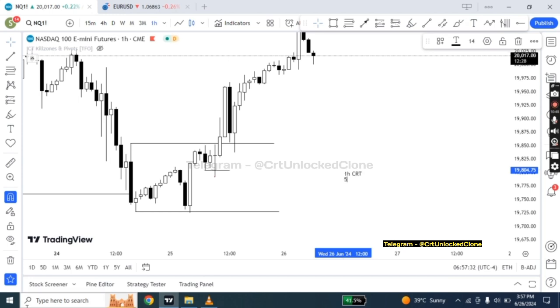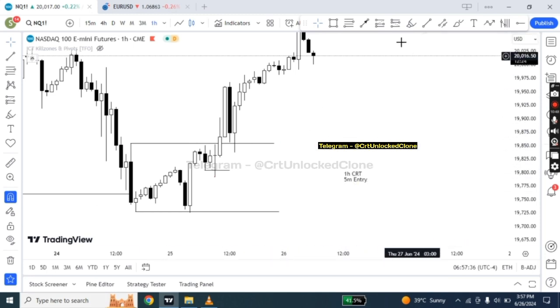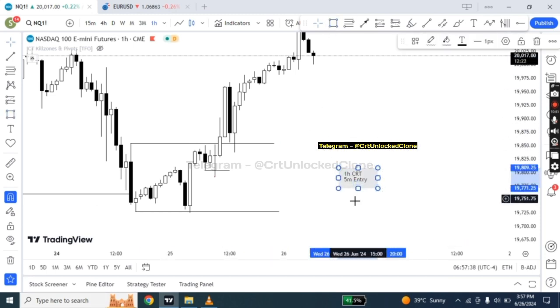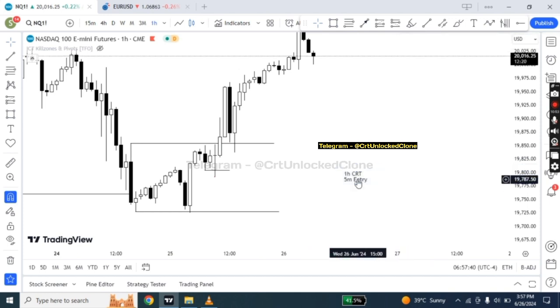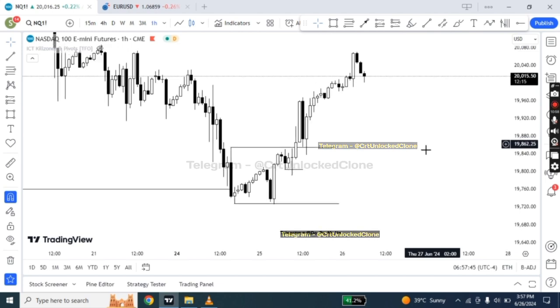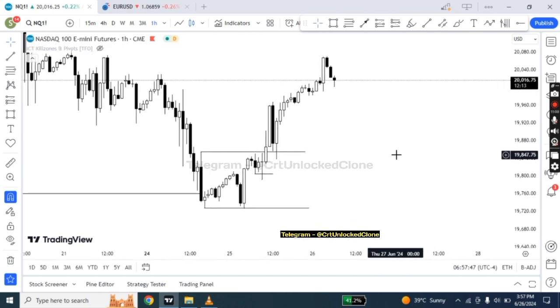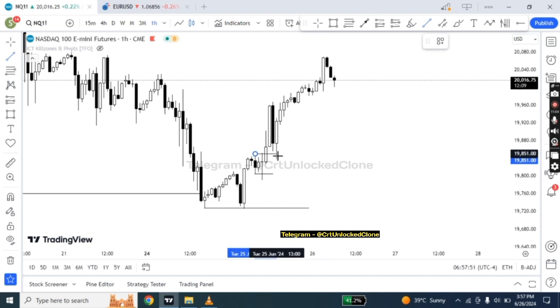I'm going to discuss this in the later chapters as well. But what you need to know and note down is that if you are using the 1 hour to find your CRT, then you'd have to trade that CRT on the 5-minute, right? Similarly, if you are finding CRTs on the 4 hour, then you're going to trade those CRTs on the 15-minute. That's what we call time frame alignment, right?